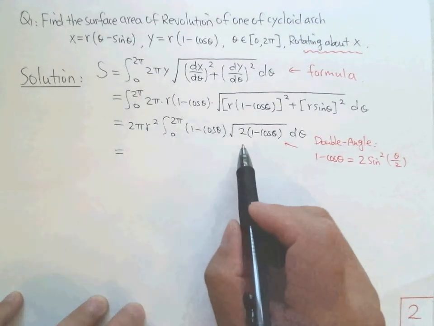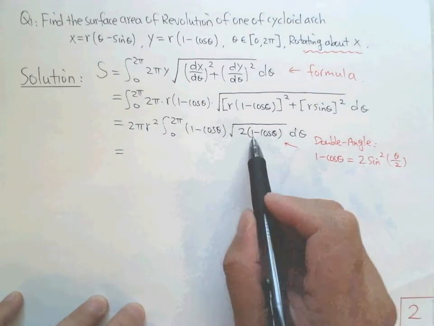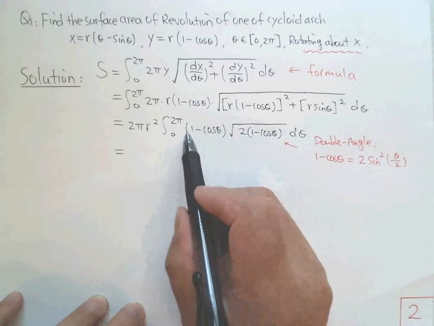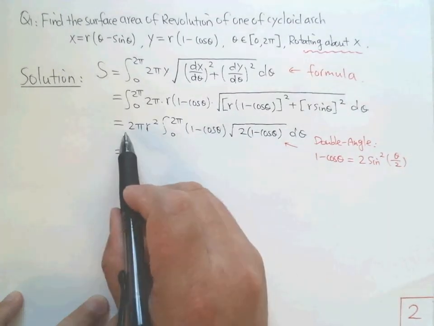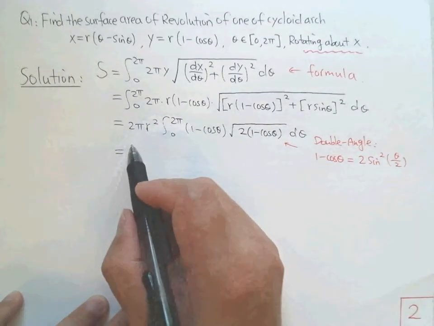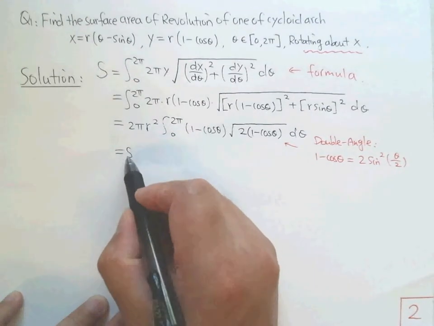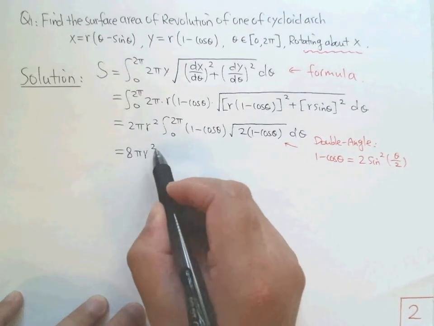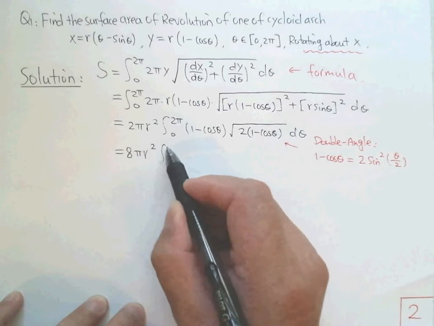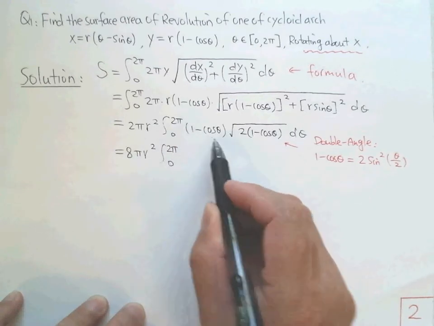What do we have? 1 minus this is 2. 2 times 2 is 4. Taking the 4 out gives 2, so that goes to 4, right? And this is another 2, so it goes to 8. So you will see this goes to 8 pi r squared, and then the integral is from 0 to 2 pi.